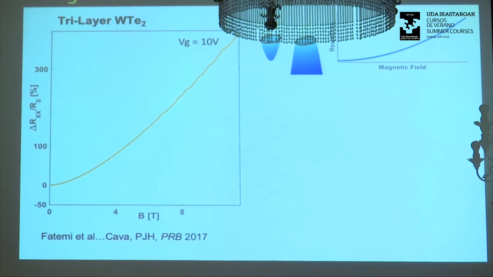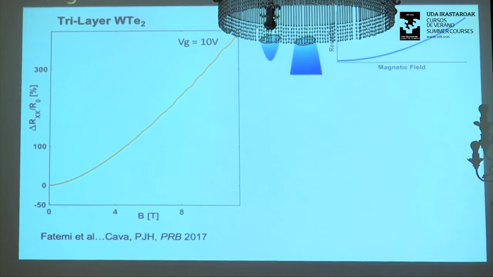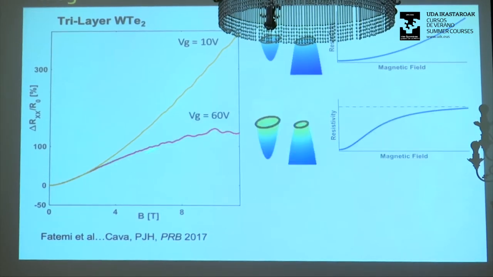Here you have a very large magnetoresistance, almost quadratic. This is what you expect for nearly compensated electron-hole populations with similar mobility. However, now we can change the gate voltage, which means density, and therefore affect the relative amount of electrons and holes in the system. So we can decrease the charge carrier population for one of them. You see, it starts to saturate.